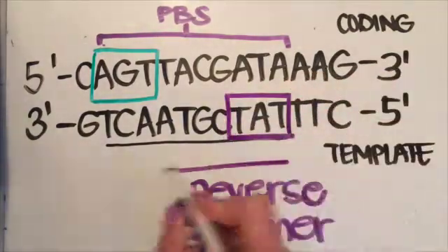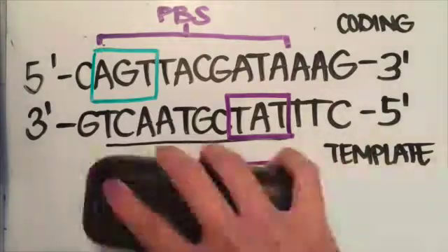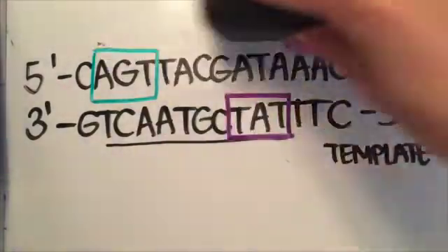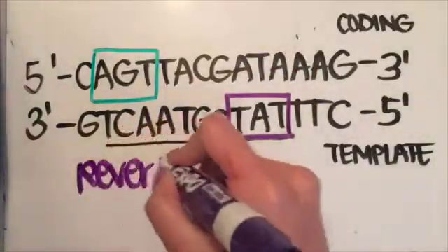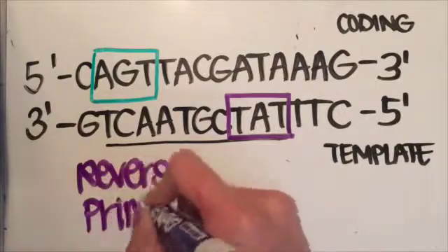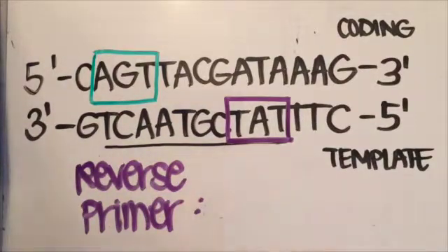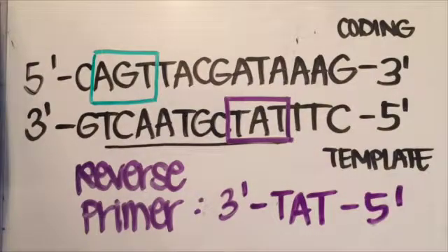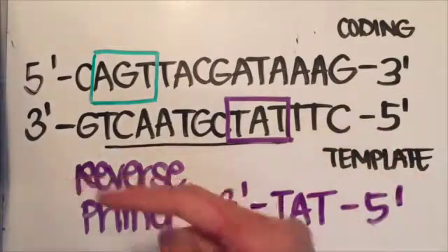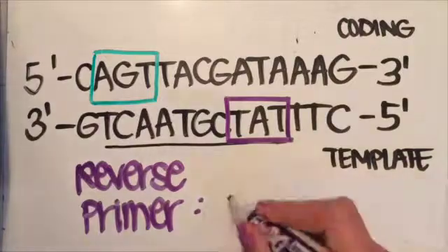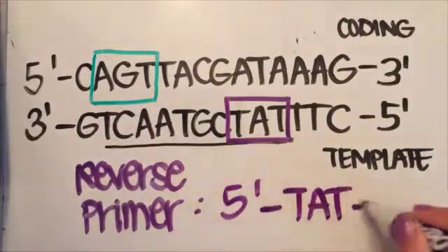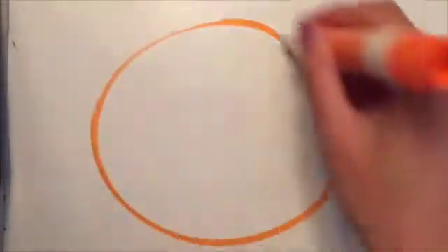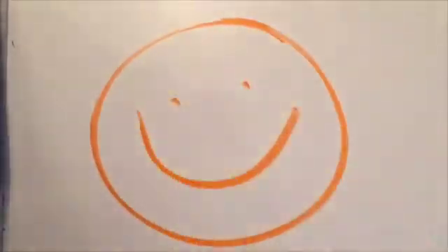In this example, the reverse primer is shown in the purple square. It's normally seen as 3' TAT 5', but you have to remember that it is written in the 5' to 3' direction, so it'd be 5' TAT 3'. Now that we have a forward primer and a reverse primer, we can go ahead and amplify the DNA sequence.